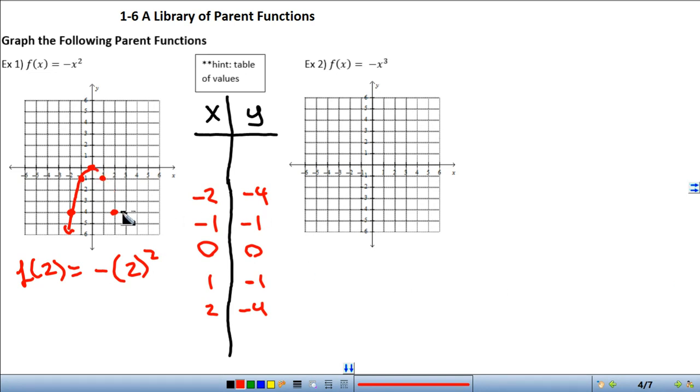Man. Okay, let's try it again. Right there. That's better.